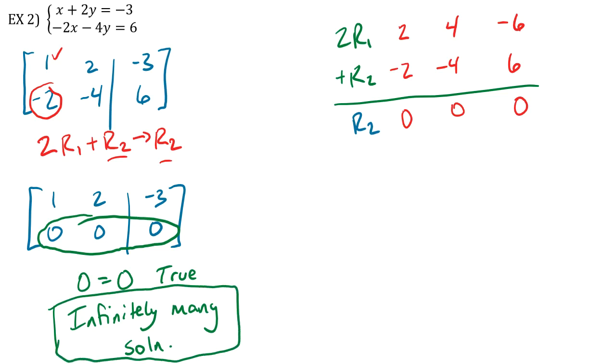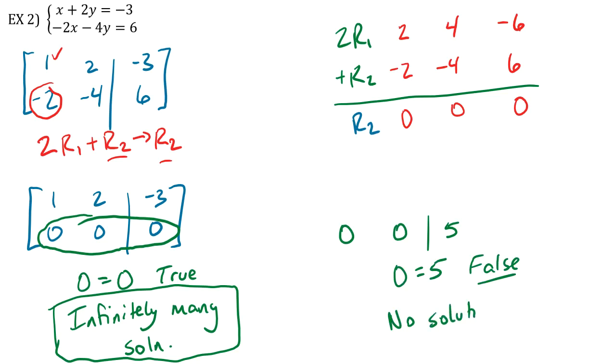And now, just as a side note, if our last row was something like 0, 0, 5, if this was our last row of our matrix, then instead of infinitely many solutions, this one's saying 0 equals 5. That's false, and so that would have been no solution. All right, so all zeros, infinitely many. All zeros, but then a different number in the last column, no solution.